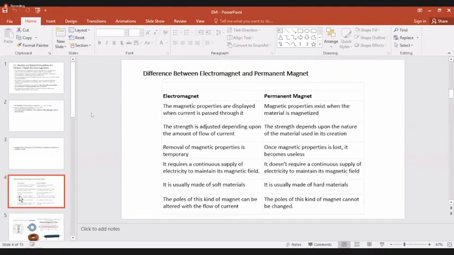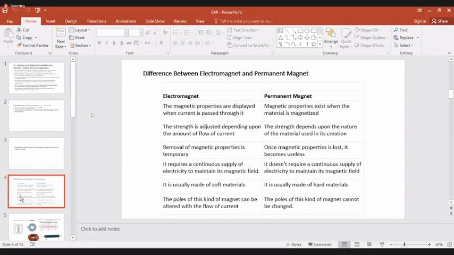Now look here. Difference between electromagnet and permanent magnet. In an electromagnet, the magnetic properties are displayed when current is passed through it. In a permanent magnet, the magnetic property exists when the material is magnetized. The strength is adjusted depending upon the amount of flow of current. The substance becomes a strong magnet or weak magnet depending upon the value of the current flowing in the coil. That is called the strength of that electromagnet.